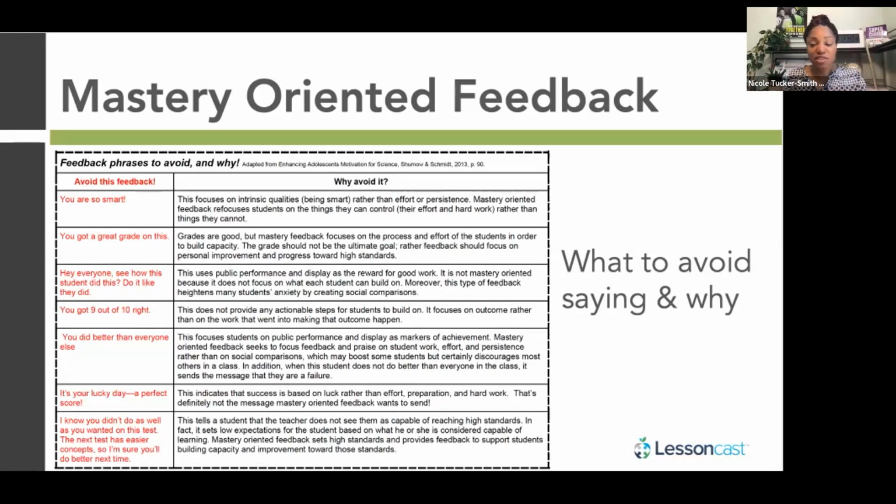If we only give students a grade or a letter or a number, we're again reinforcing a fixed mindset because we're just talking about the outcome instead of thinking about what was the process to get there.